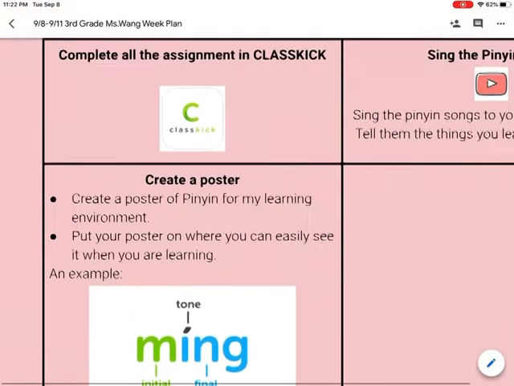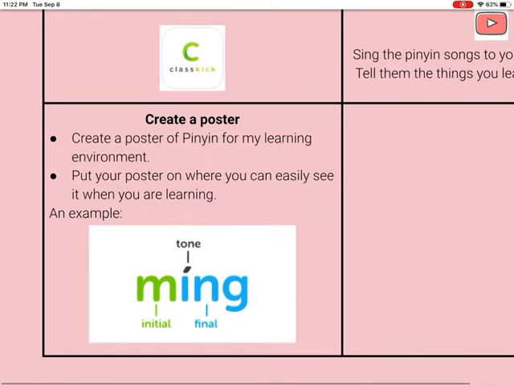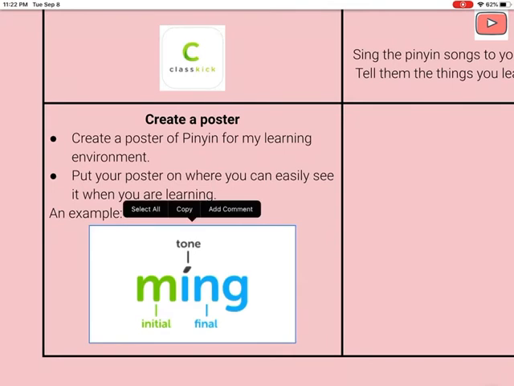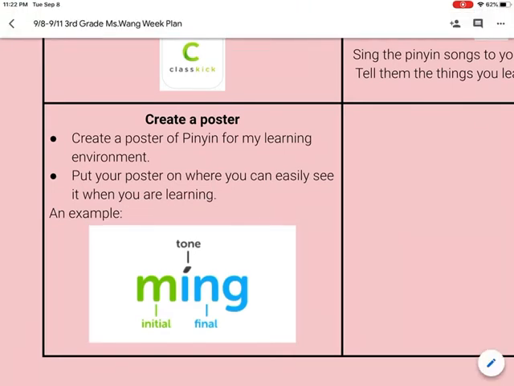Haha. Alright, the last way that I provided for you this week to show that you learned what you're supposed to learn is to create a poster. On this poster, you are going to show a pinyin with the initial, the tone, and the finals. That's the 3 most important parts in pinyin. And you are going to label it just like what is on this picture. And you are going to put it somewhere in your learning space, so that you can easily see it as you're learning.